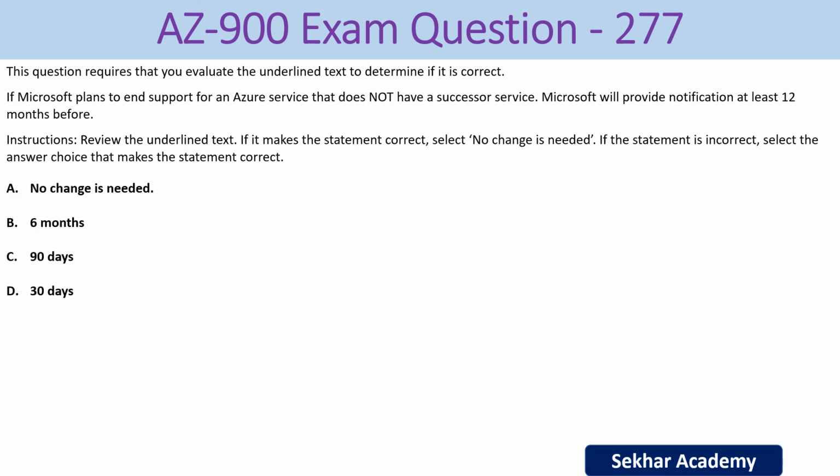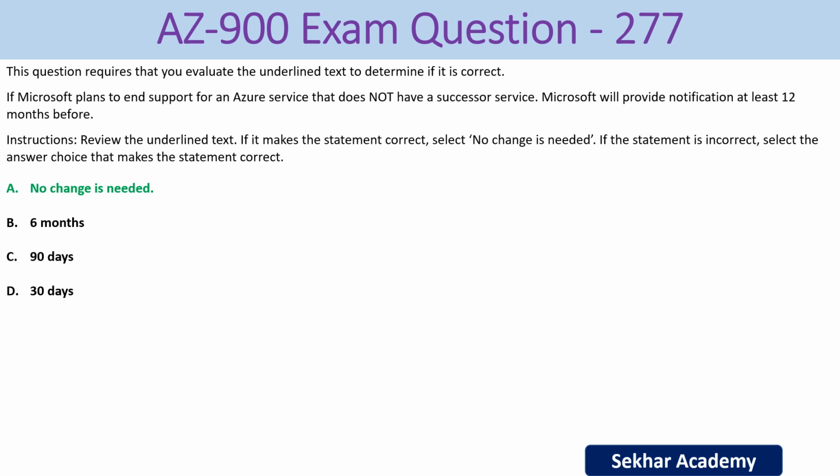Question number 277. If Microsoft plans to end support for an Azure service that does not have any successor service, Microsoft will provide a notification at least 12 months before. The options we have: no changes needed, 6 months, 90 days, and 30 days. The right option is here: yes, Microsoft will provide a notification at least 12 months before. There is no change needed in this statement, right?